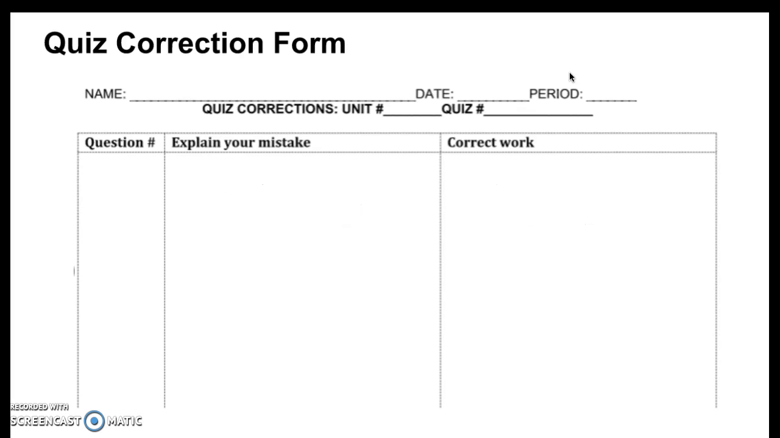So the first thing I want to talk to you about is the quiz correction form. You can either pick up a form from me or you can create your own. At the top, I need the unit number and the quiz number, so this will be Unit 4, Quiz 1. For each question that you answered incorrectly, you need to write down the question number, explain your mistake, and then show correct work as necessary.